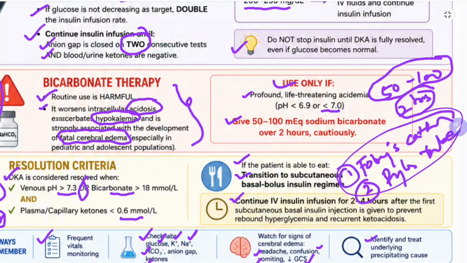Identify and treat the underlying precipitating cause. For example, if the cause is infection, give antibiotics. If the cause is myocardial infarction, then give thrombolysis or percutaneous coronary intervention. So that's about how to treat the cause.